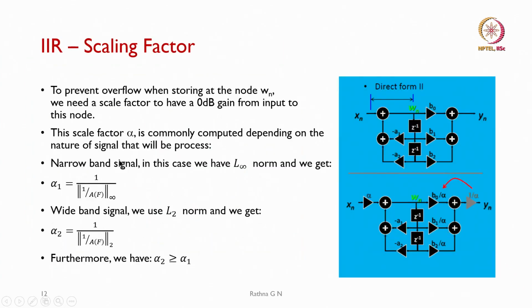So, coming to the next point, as we know, in direct form 1 we said that overflow may or may not occur, but definitely in the cascade section we have 2 adders coming in.